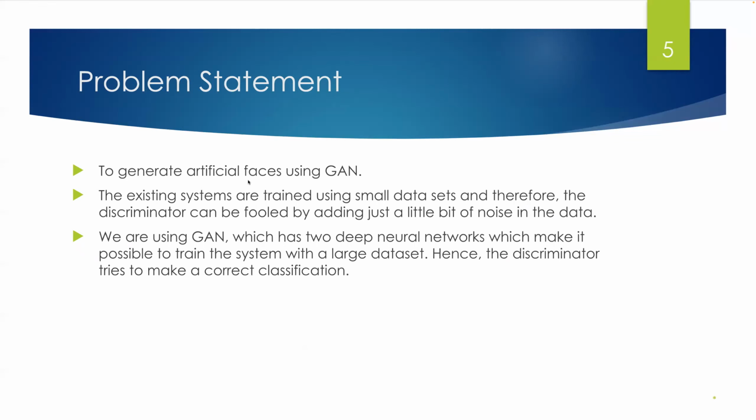So the problem statement of our project is to generate artificial faces using GAN. The existing systems are trained using small data sets, and therefore the discriminator can be fooled by adding just a little bit of noise in the data. We are using GAN, which has two deep neural networks, which makes it possible to train the system with a large data set. Hence, the discriminator tries to make a correct classification.